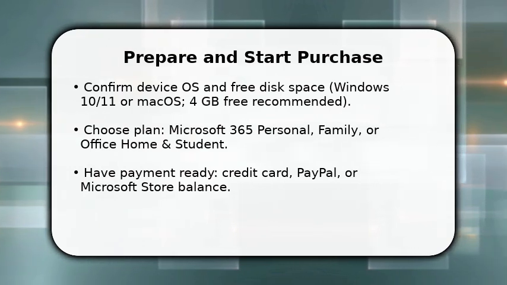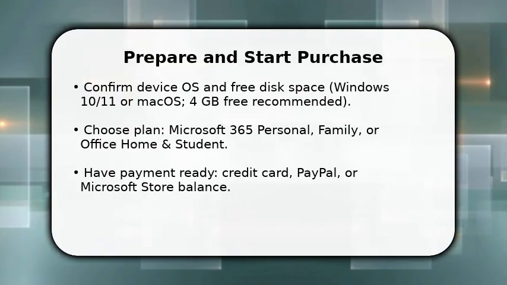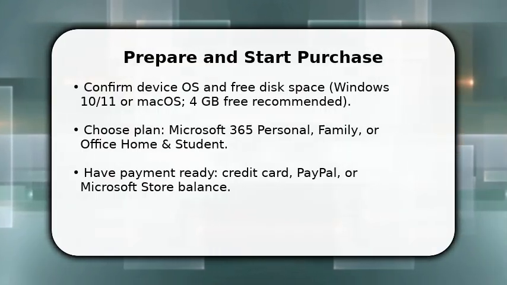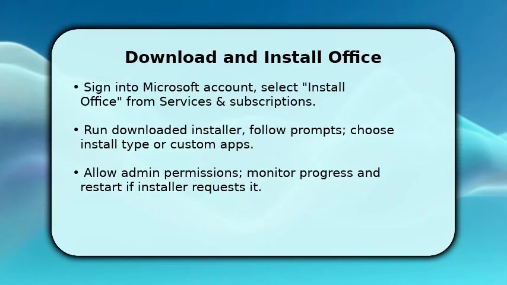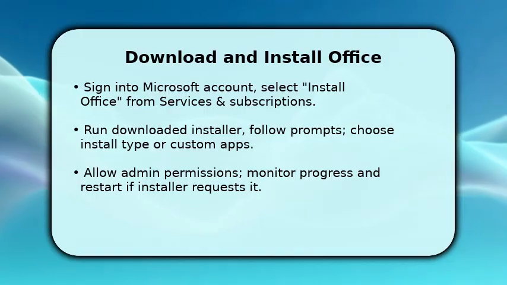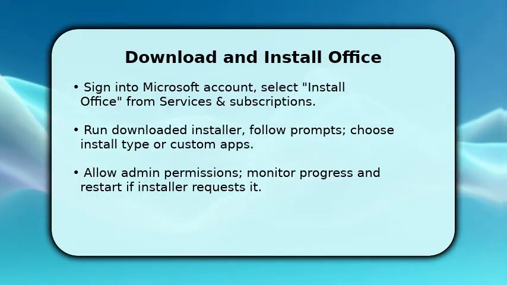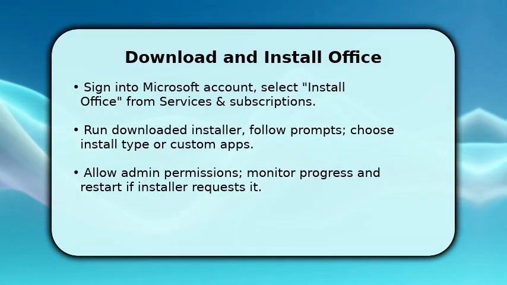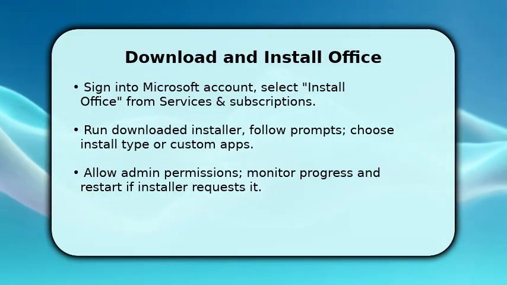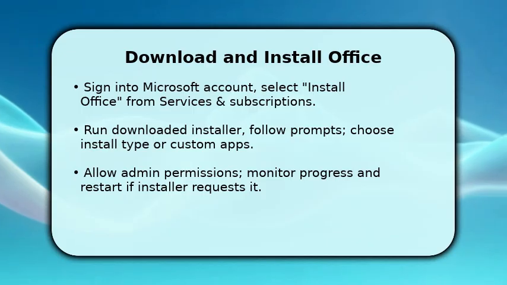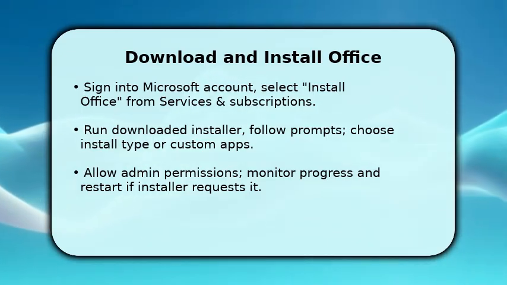After purchase, sign into your Microsoft account and open Services and Subscriptions to find your Office product. Click Install Office to get the installer. When the setup file downloads, run it and follow the on-screen prompts. Pick Default or Custom Install if you need only Word, Excel, or PowerPoint. Grant administrative permissions when requested so files and registry entries can be updated.